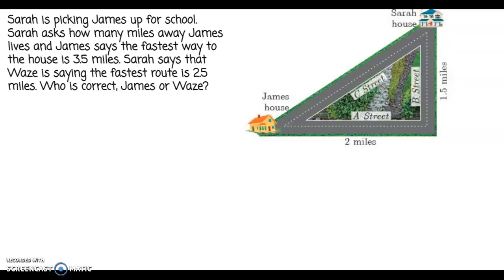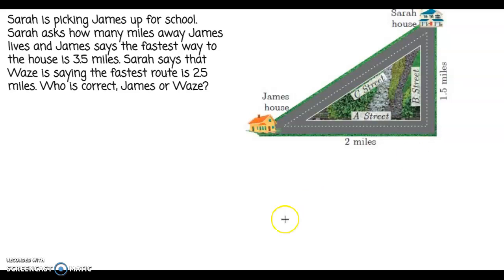It says Sarah's picking James up for school. Sarah asks how many miles away James lives, and James says the fastest way to the house is 3.5 miles. Sarah says that Waze is saying the fastest route is 2.5 miles. Who is correct, James or Waze?